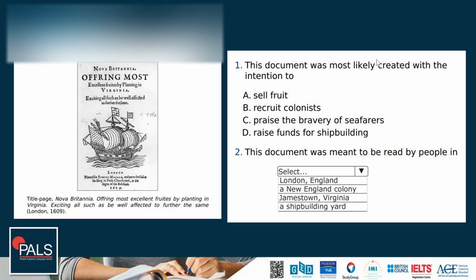Jamestown, Virginia? Highly unlikely. We're producing the fruit in Virginia, and then we have a ship which indicates that we are transferring it, so Virginia is not going to be the place you build it. Why would you need a ship to buy fruit locally? A shipbuilding yard? That doesn't seem to have any sort of correlation to the primary source either. So what's more likely? A New England colony? Okay, you could ship fruit from Virginia there, or London, England. Well, we've got this word London right underneath it, which is where it was printed. London is the best choice.